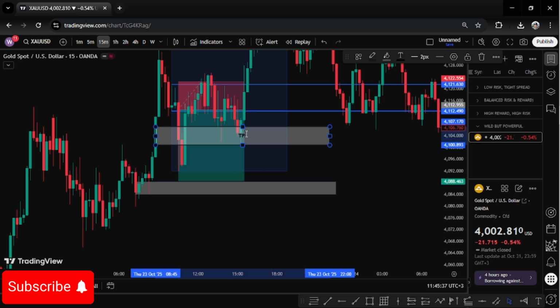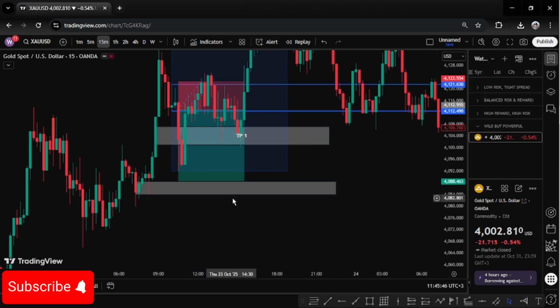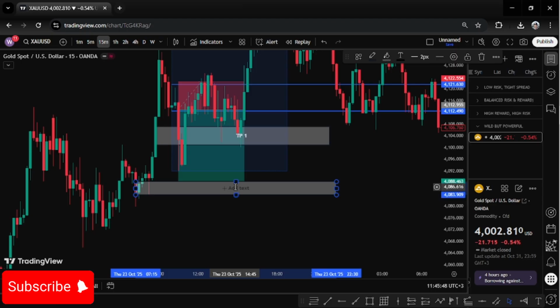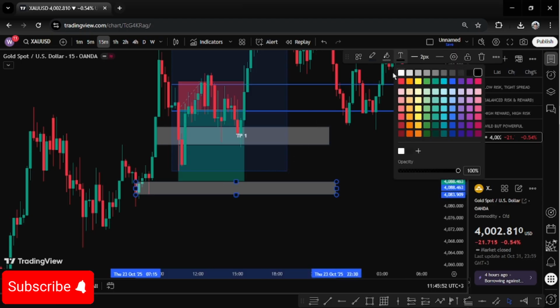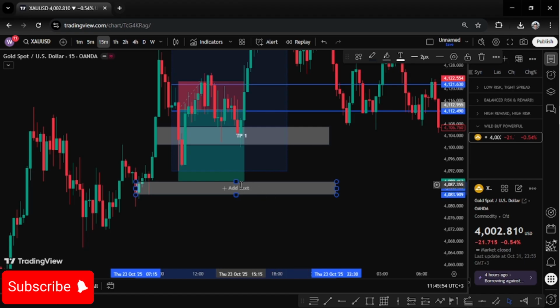So that's why I'm telling you guys, it's always good to have two. As you can see, guys, that was our TP1 and TP2. It didn't hit our TP2, but at least it reached our TP1, okay.